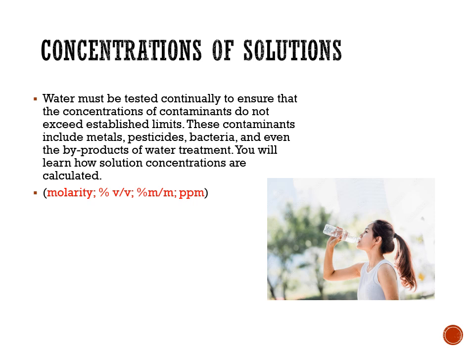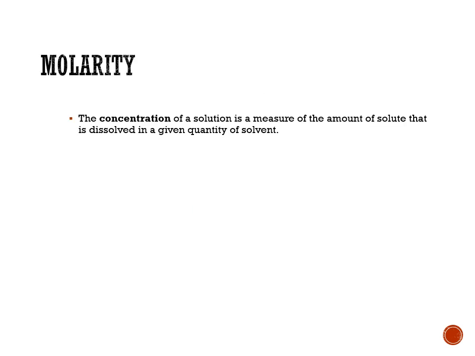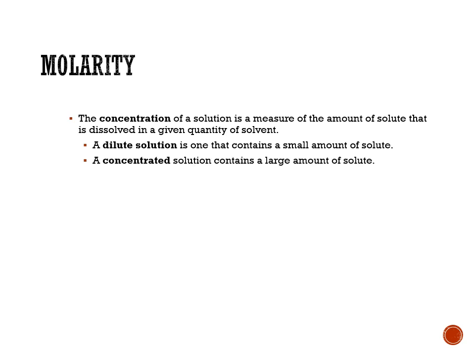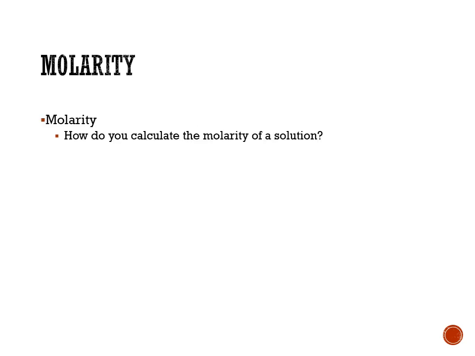So today you'll learn how to calculate molarity, percent of solution by volume and by mass, and ppm. So molarity: the concentration of a solution is the measure of the amount of a solute that is dissolved in a given quantity of solvent. A diluted solution is one that contains a small amount of solute, and a concentrated solution is one that contains a large amount of solute.